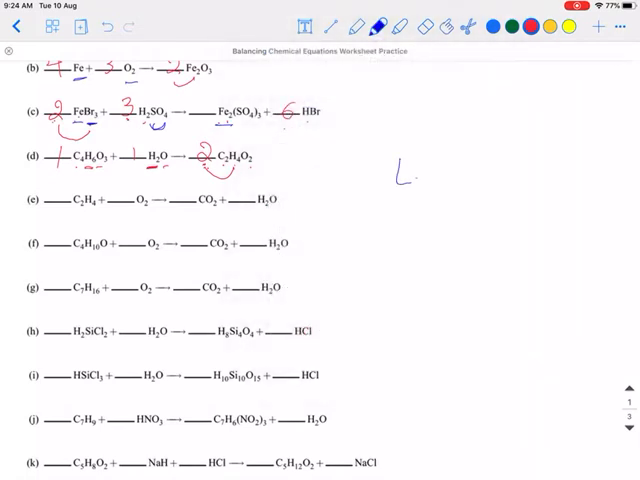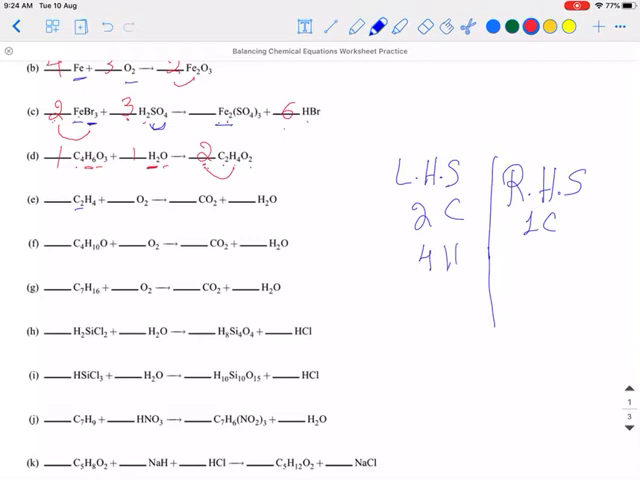C2H4, again, let us count left hand side and right hand side. 2C on the left hand side and 1C on the right hand side. 4 hydrogen on the left hand side and 2 hydrogen. Definitely I'm taking these numbers from the equation. 2 oxygen on the left hand side and 2 plus 1, 3 oxygen on the other side.